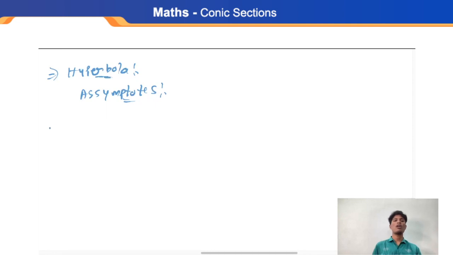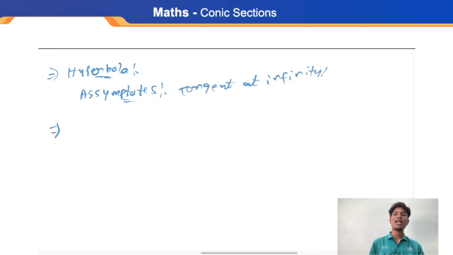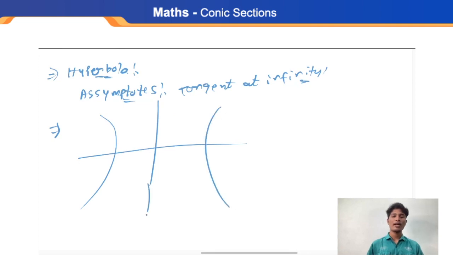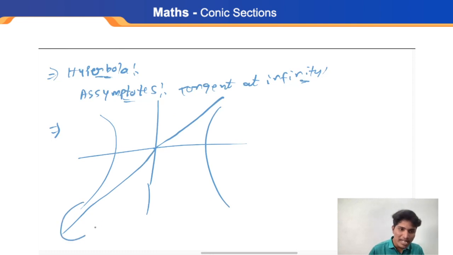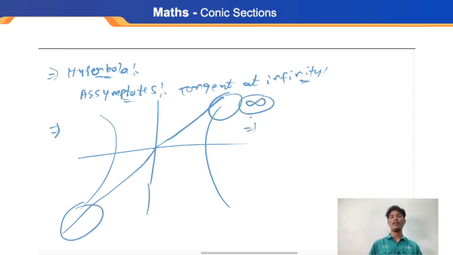There is one concept called asymptotes. What is asymptotes? Asymptotes is nothing but tangent at infinity. What is tangent at infinity? That is, suppose this is the hyperbola, and if I draw the line like this, if it meets the hyperbola at infinity, the point of contact becomes infinity.